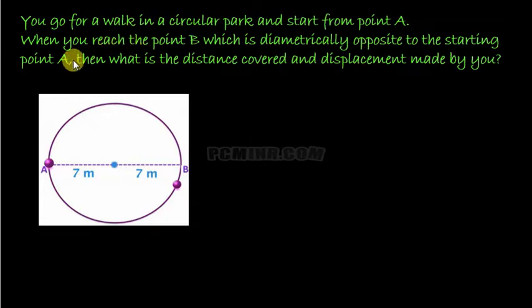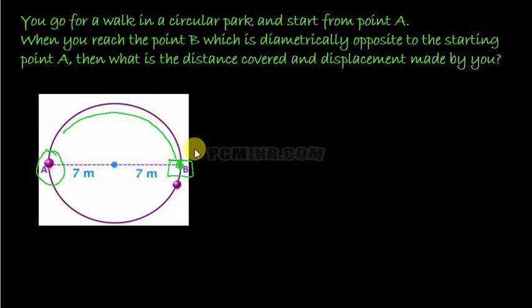Let's take up an example here. Like you go for a walk in a circular park and you start from the point A. And while walking, you got a little tired and you stopped here at the point B. Now, this point B is diametrically opposite to the point A. So here is my point B. How much do you think is the distance covered and displacement made by you when you are at point B?